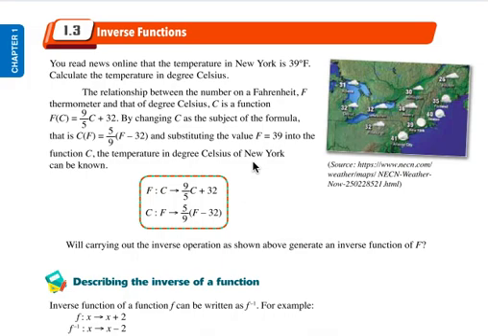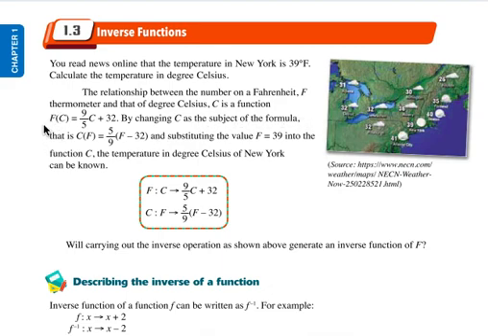1.3 Inverse functions. You read news online that the temperature in New York is 39 Fahrenheit. Calculate the temperature in degrees Celsius. The relationship between the number on a Fahrenheit thermometer and that of degrees Celsius is a function, this function, by changing the C as the subject of the formula.